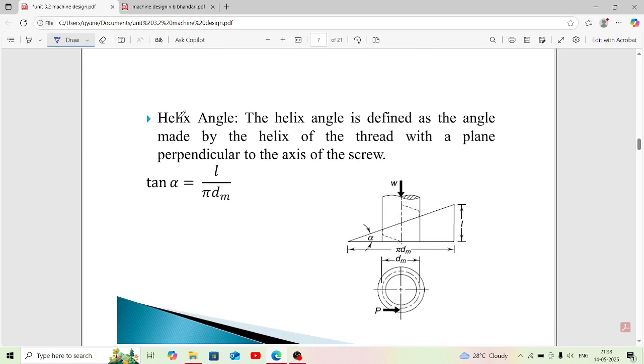There is one more term, helix angle. The helix angle is defined as the angle made by the helix of the thread with the plane perpendicular to the axis of the screw.